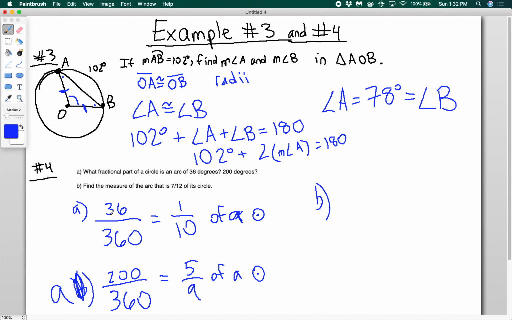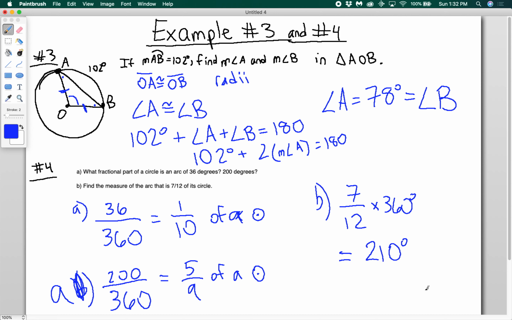So instead of saying 3/6, our thing over 360 equals whatever, here I know what my thing over 360 is. I know I have 7 out of 12. So I'm just going to do 7 out of 12, but I multiply that by 360 degrees, right? I want 7/12 of the 360 degrees in a circle. And that gives me the measure of the arc that is 7/12, which is 210 degrees.